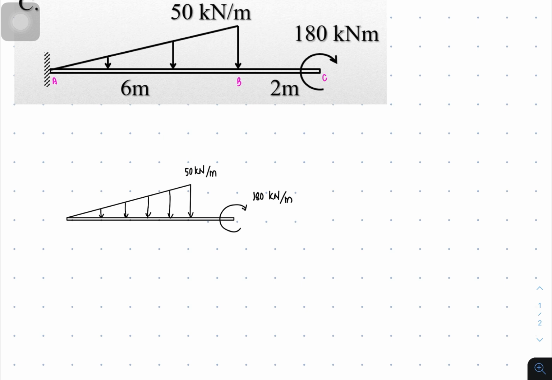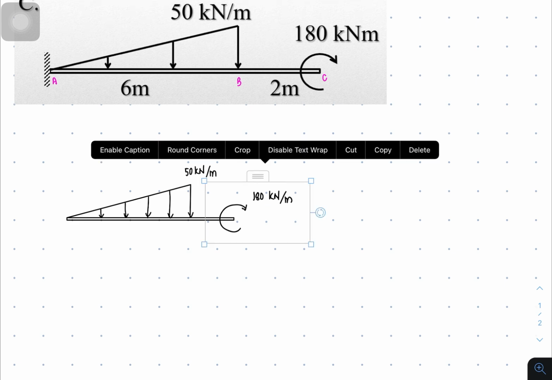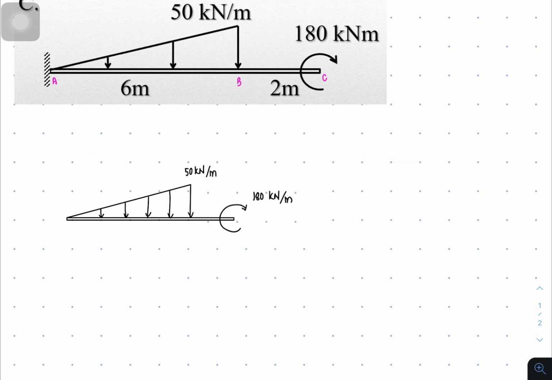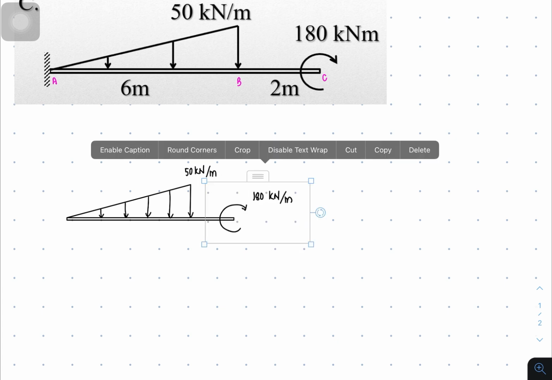And then let's make this as a picture. There. Because later on we're going to describe this one, the rotation. Because of this force, this moment, this will rotate in that manner.